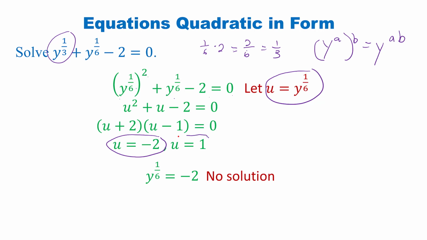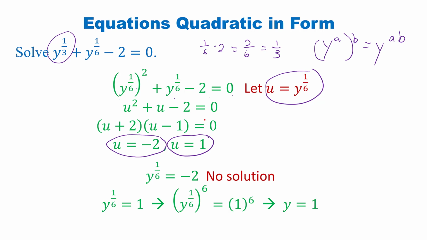And from u equals 1, I'm going to replace u with y to the 1/6. I have y to the 1/6 equals 1. And this should be okay. So what I'm going to do is take y to the 1/6 raised to the 6th power equals 1 to the 6th power. I'm raising both sides of the equation to the 6th power. That gives me y equals 1.